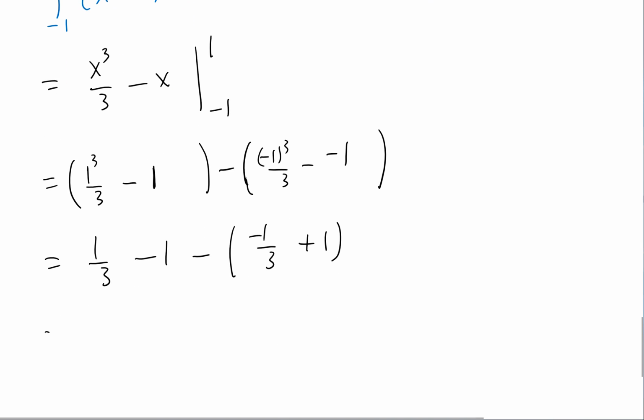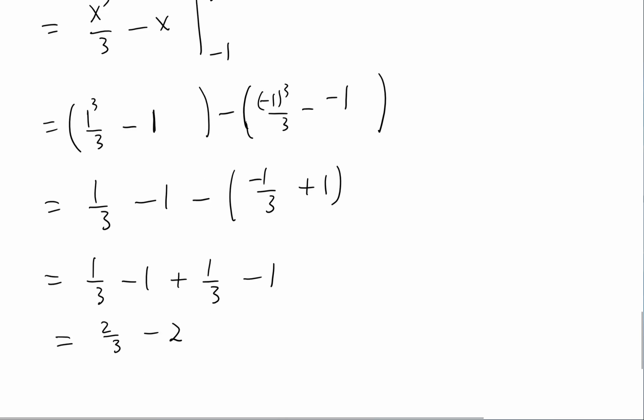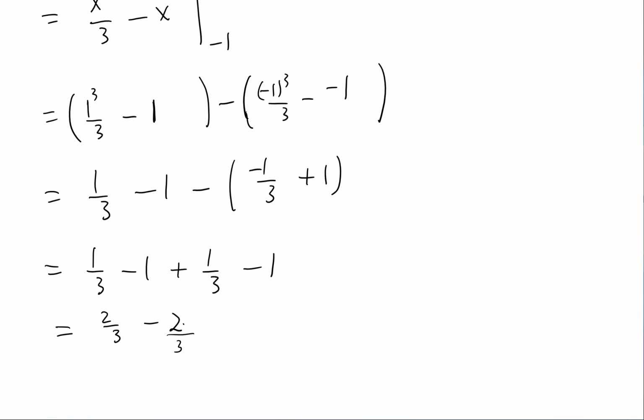And what does that give us? 1/3 minus 1 plus 1/3 minus 1. So that's 2/3 minus 2. So the answer is, multiplying by 3, -4/3. You might say, wait, there's a negative sign? How can an area be negative? Right? How can an area be negative?